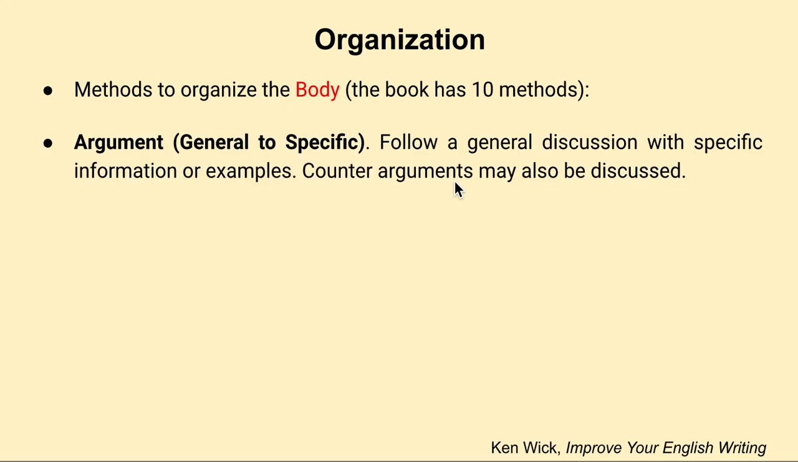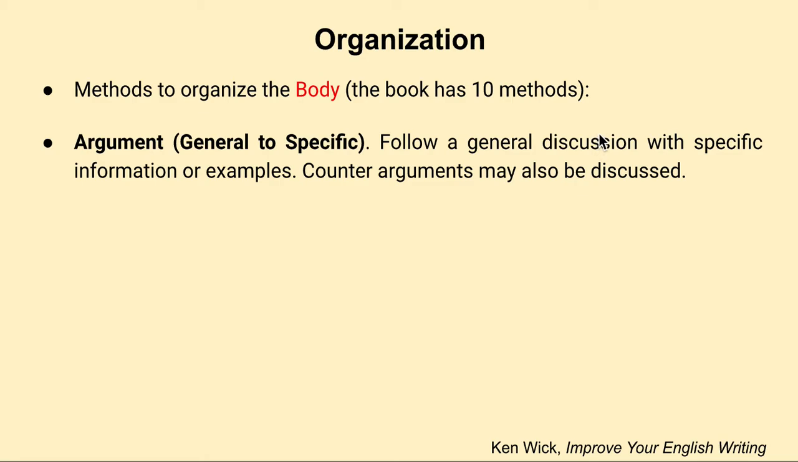So the first way to organize the body is an argument from general to specific. Basically what happens is you start with a general discussion, and then you move on to specific information or examples. And then you would also cover any counter arguments that are important. So, in the introduction, you could list these, maybe the first paragraph of the body's on the general, and then the next, or how can I say this?